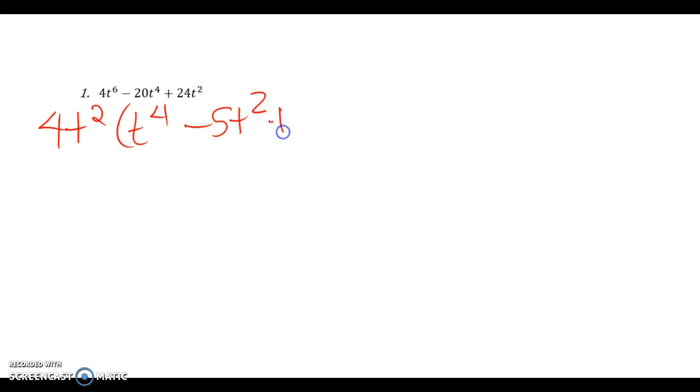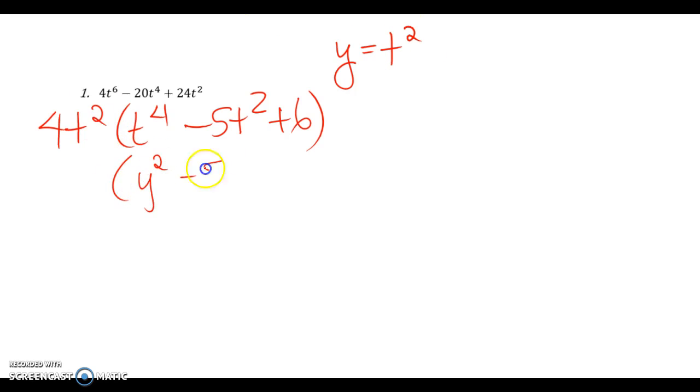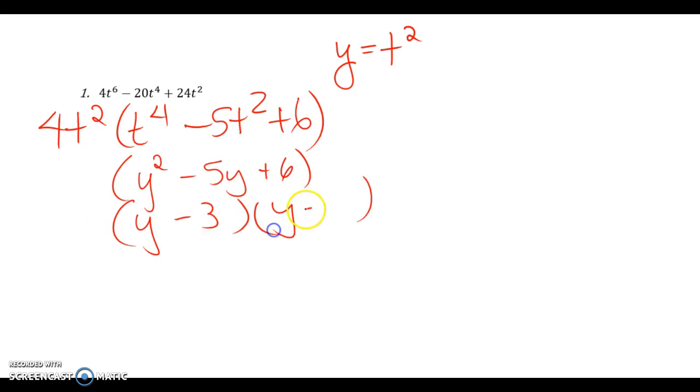Minus 5t squared plus 6. All right, 3 terms. Looks like it could be treated as a quadratic. So why don't I substitute y wherever there's a t squared? And this becomes y squared minus 5y plus 6. And we can factor that. y minus 3, y minus 2.